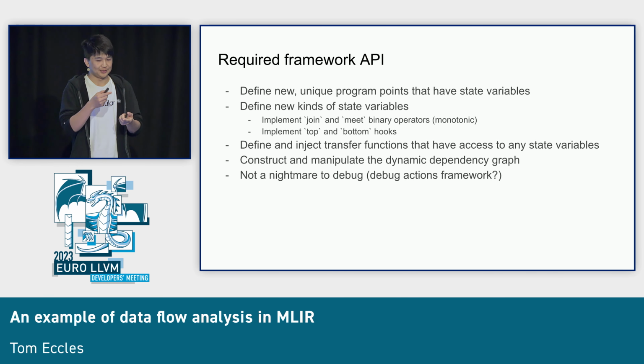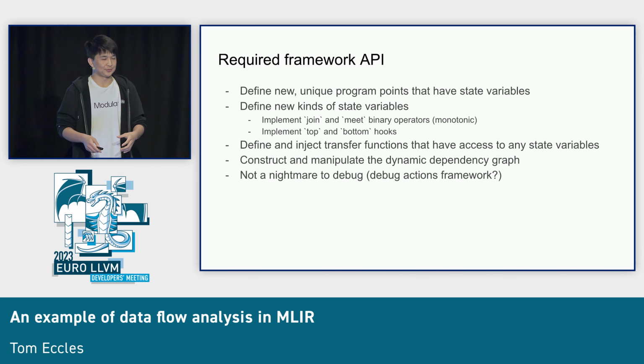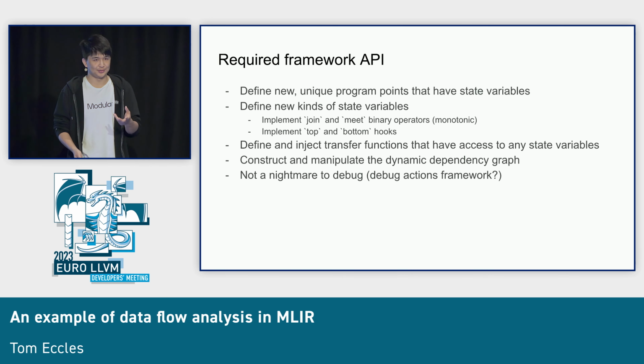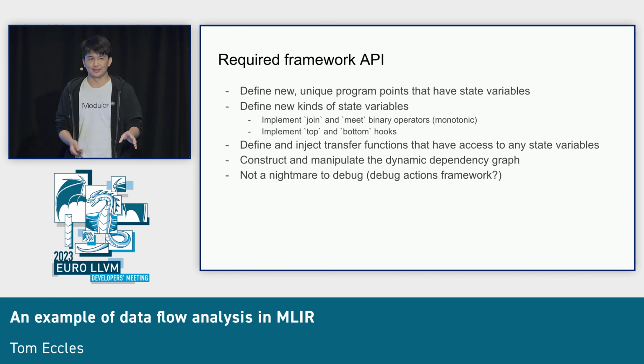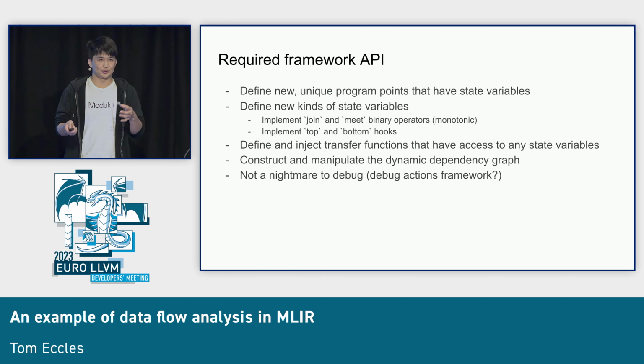We have to be able to define new program points that have state variables attached to them. We have to be able to define new kinds of state variables, and they have to implement the join and meet binary operators. There's some math that says that these have to be monotonic, and if you implement a comparator, then maybe you can check this too. And then implement, give me the top state, give me the bottom state, and these can be used to provide initial values for states in the analysis. We have to be able to define and inject new transfer functions that have access to any state variables, and then the solver has to construct and manipulate a dynamic dependency graph.